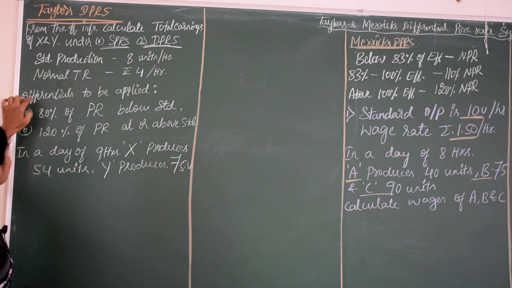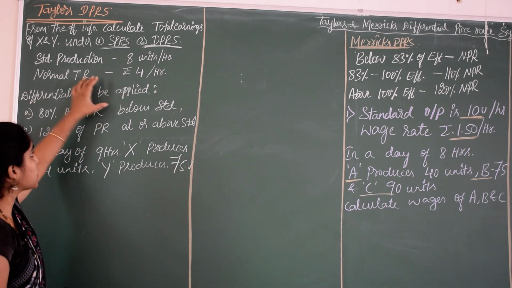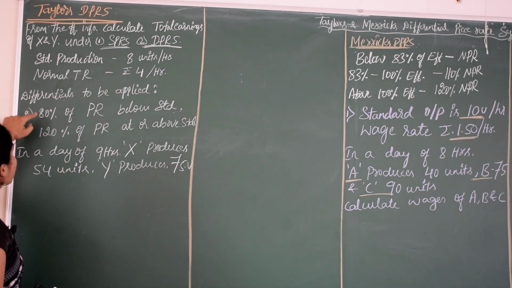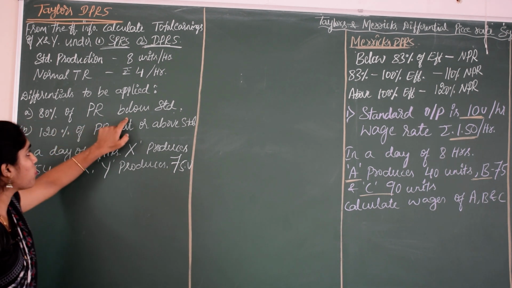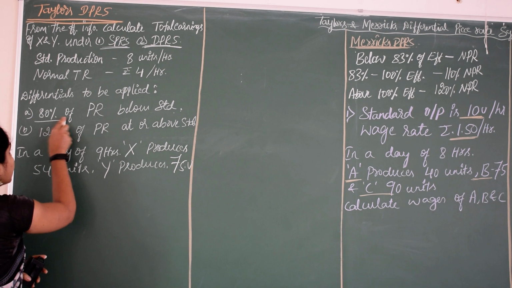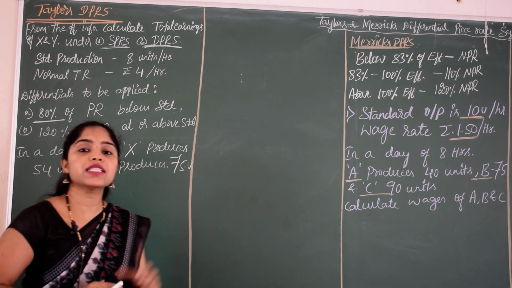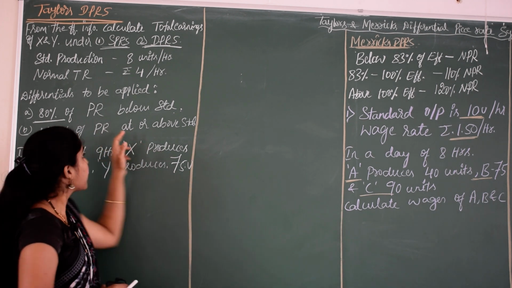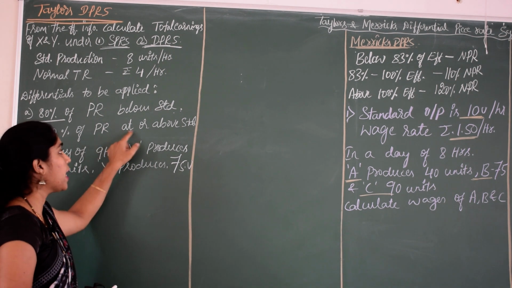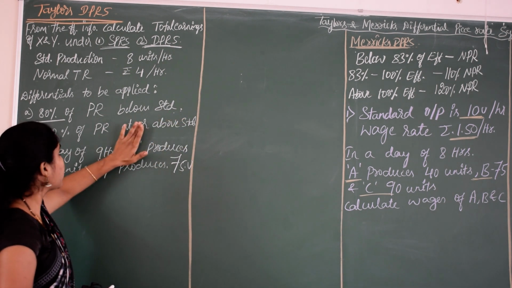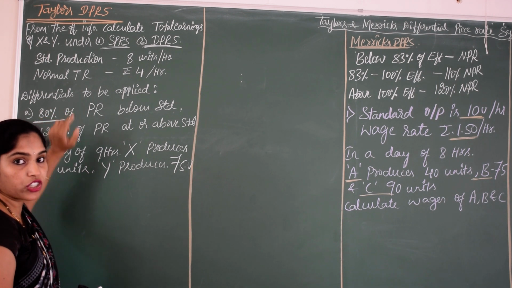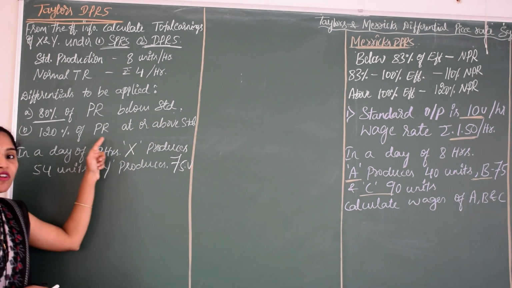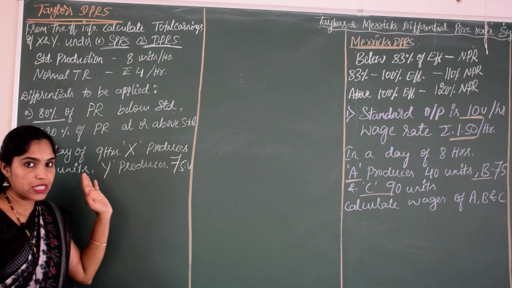And next we have differentials to be applied, because this differentials is given for the purpose of Taylor differential piece rate system. So here the first point is 80% of the piece rate below standard. Below standard means if the performance of the employees is less than 80%, then they are going to get 80% of the piece rate. Then 120% of piece rate at or above the standard. So according to Taylor, this is how we need to calculate the differential piece rate system. 80% of the piece rate for below standard, 120% of piece rate for at or above standard.